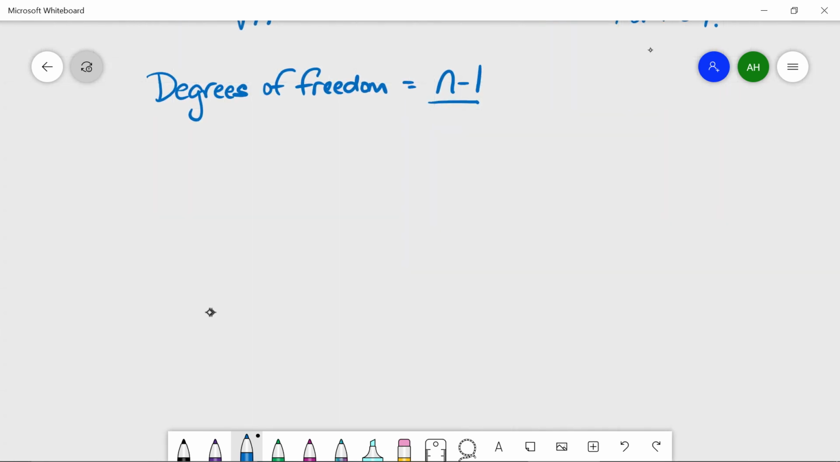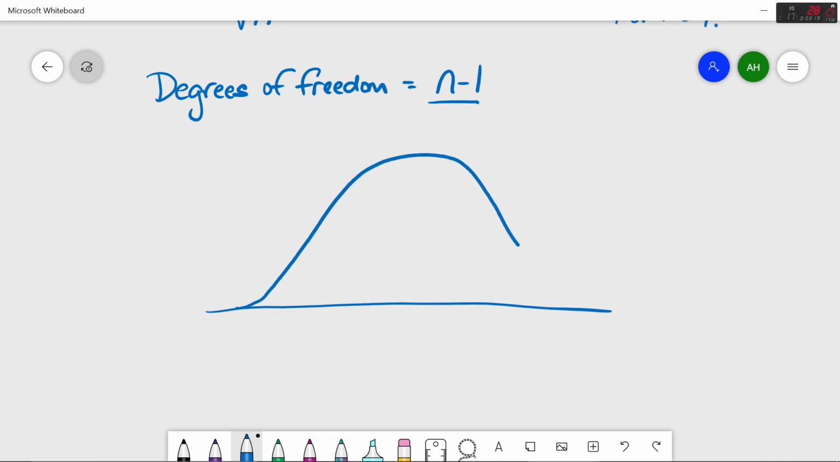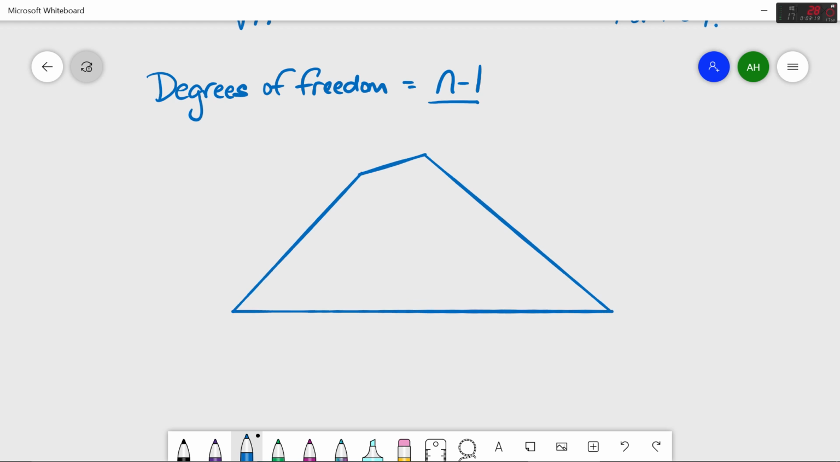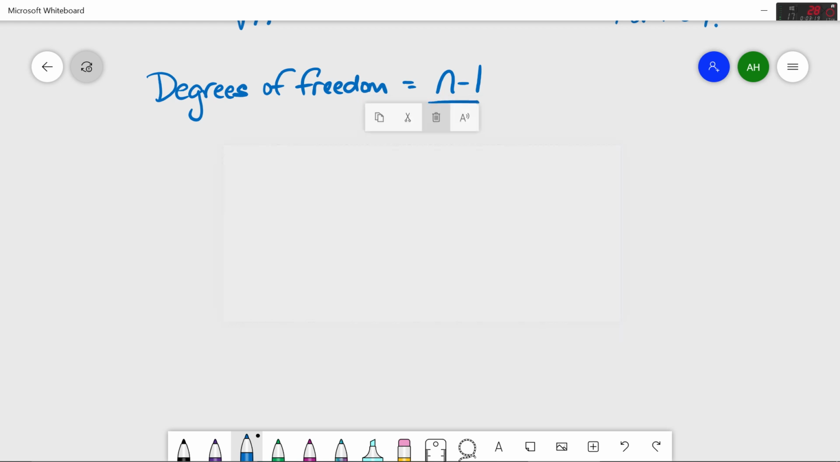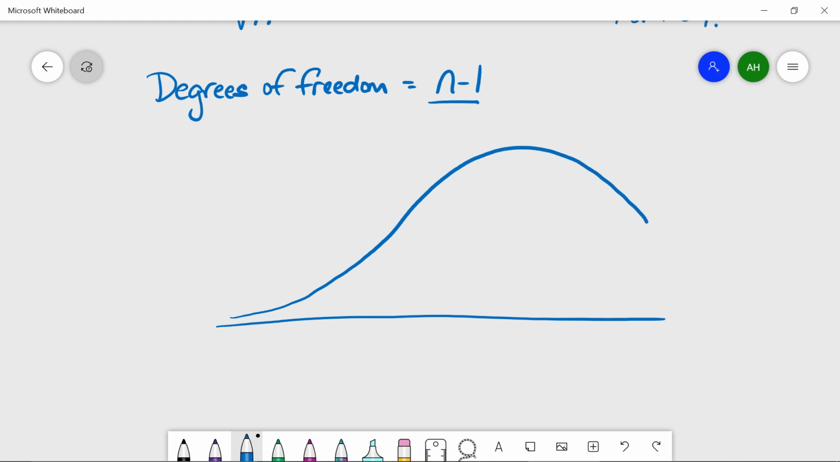All right, so if you look there at that diagram, let me draw this. Okay, so here we have this, and this is going to be the standard normal curve.